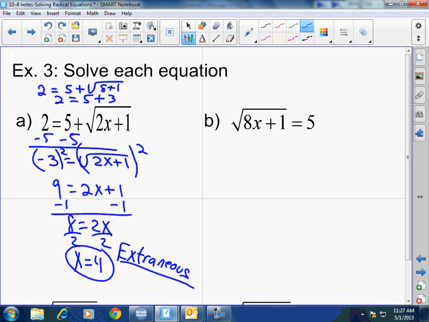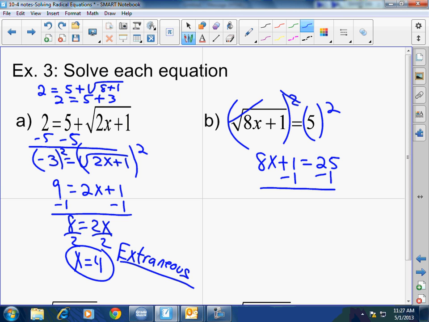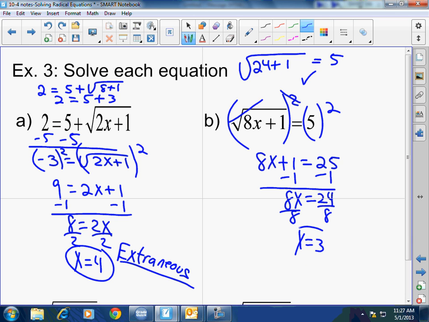It's not, so it's extraneous. Next, how do I solve B? Square both sides. We've got a few minutes. I'm going to speed it up. Square root gets canceled by a power of 2. 8x plus 1 equals 25. Subtract 1. 8x equals 24. Divide by 8. X equals 3. Let's see if that works. 8 times 3 is 24. 24 plus 1. Does square root of 25 equal 5? Yes, it does. It works. We're good.